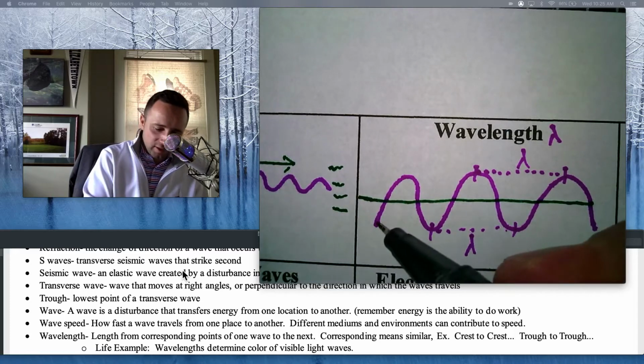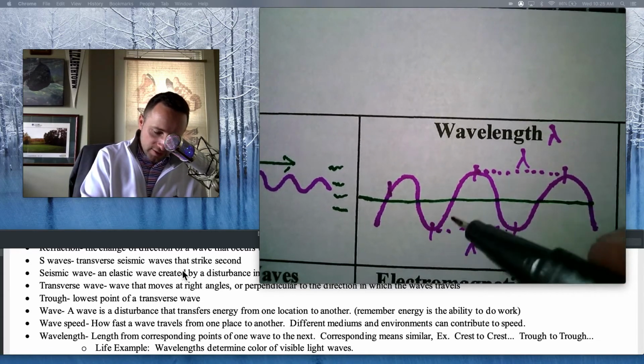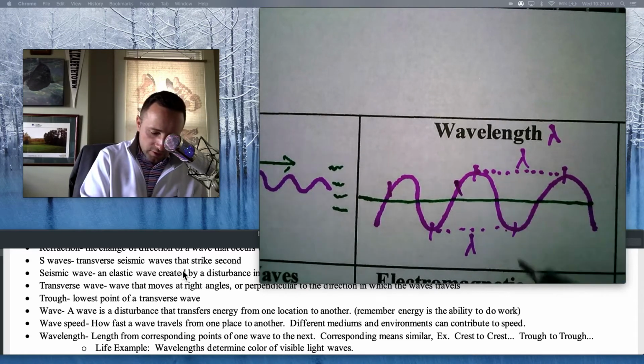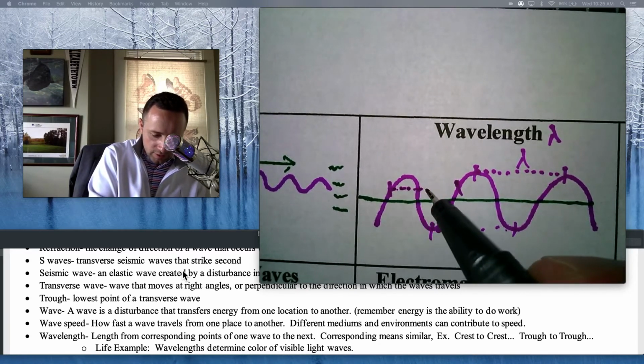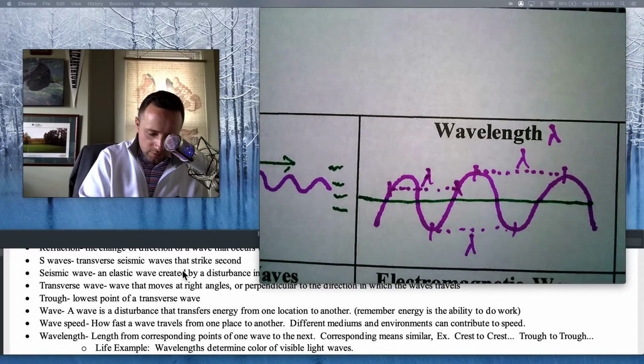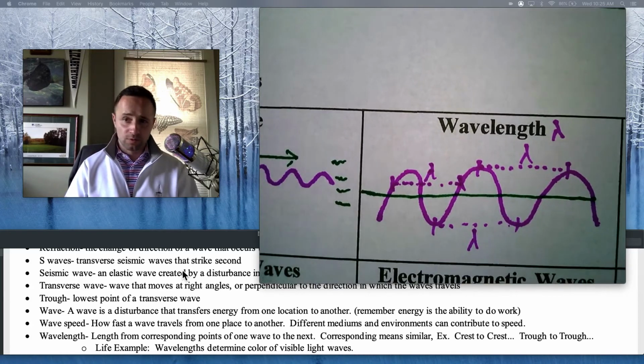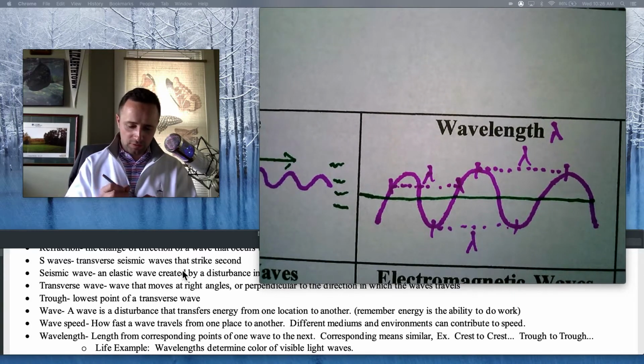You can even take 2 spots that are similar in the wave that people wouldn't normally get. Like you could take the upslope here. I go right here, and then I'll go to the next upslope, which is right here. Same height. That right there is a wavelength. Okay, so just know it's corresponding parts of a wave, the length between the 2.